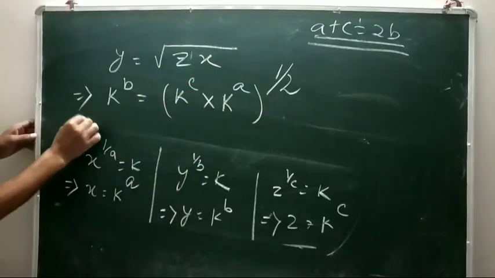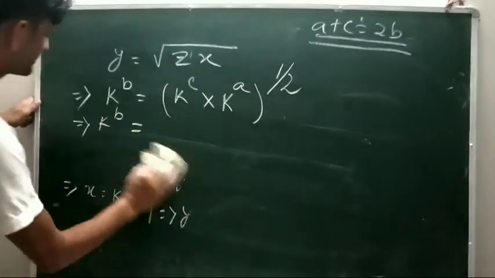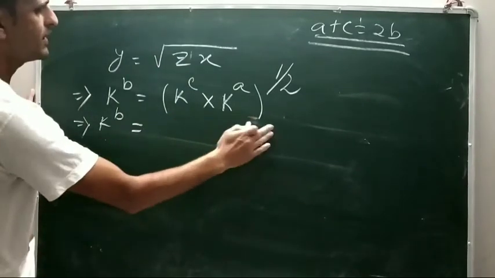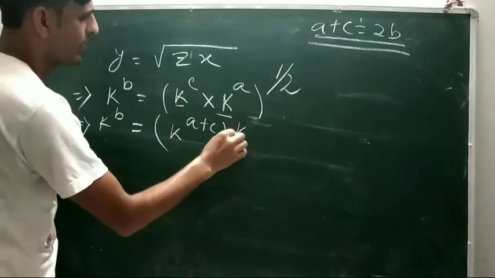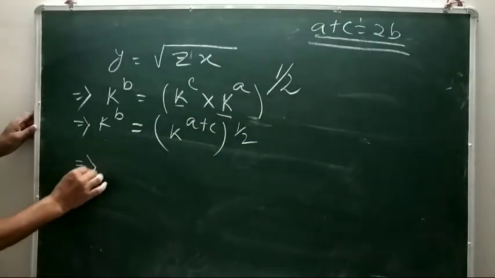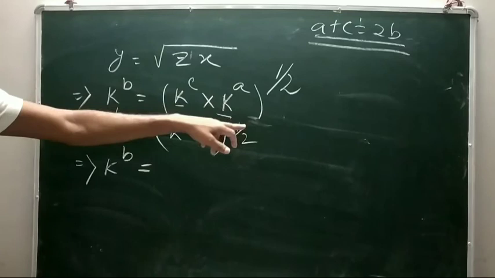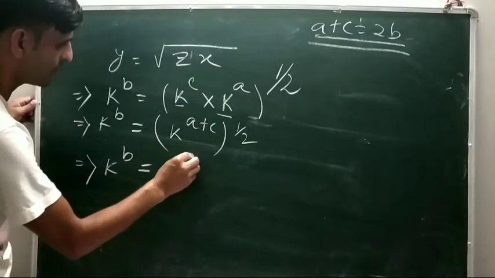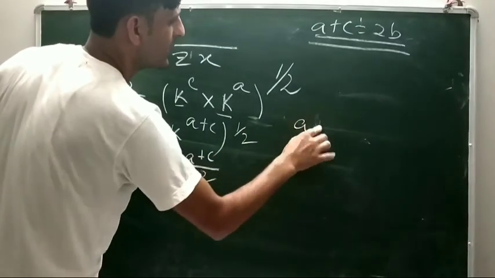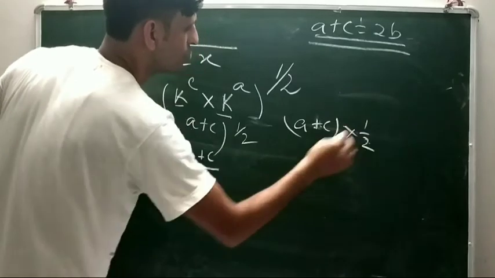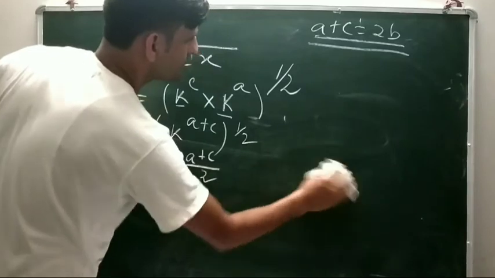So students, see, k to the power b will be equal to, how can we write here? Bases are same, k, then powers should be added: k to the power a plus c, to the power 1 by 2. Now moving to this part, power then another power, so powers should be multiplied. That means it is k to the power a plus c divided by 2. Multiplied means a plus c multiplied with 1 by 2, that means a plus c divided by 2.